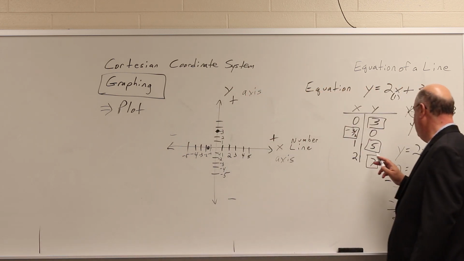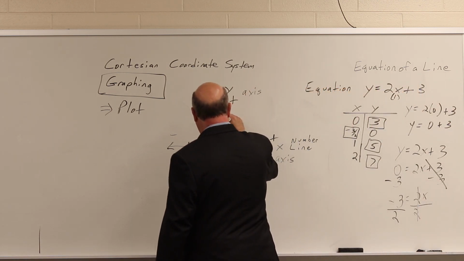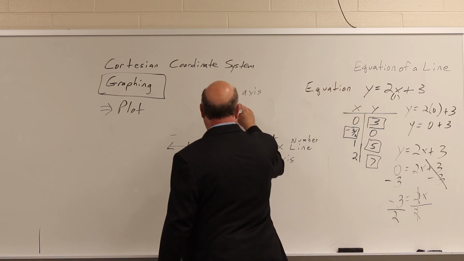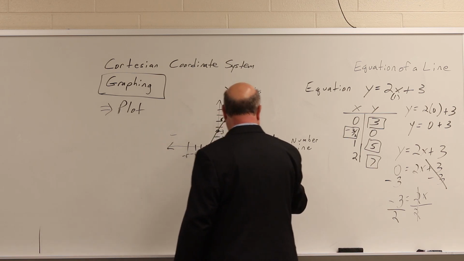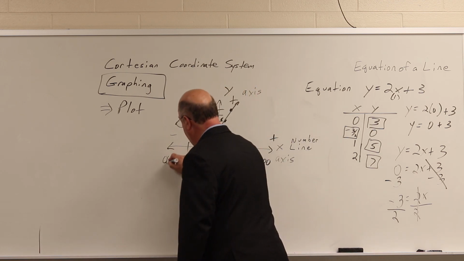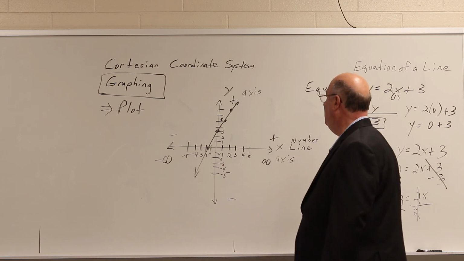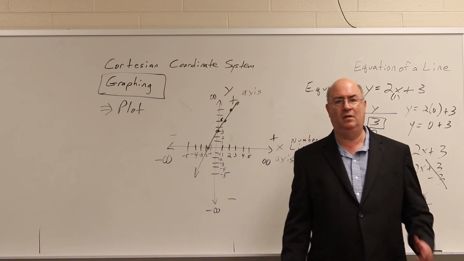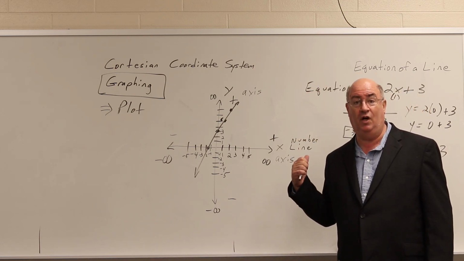Okay, what else is remaining here? X is 1, y is 5, and x is 2 and y is 7. That's there, connect the points. This axis goes to infinity, and the left side of the x-axis goes to negative infinity, the y-axis up on top goes to infinity, and the y-axis on the bottom goes to negative infinity. Okay, so that's how we show an equation of a line.